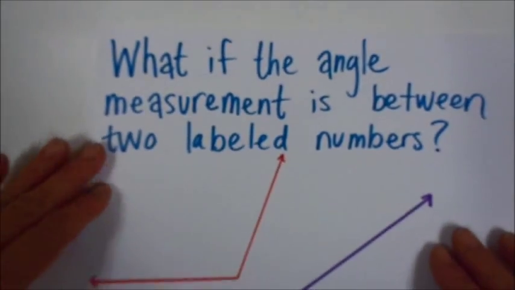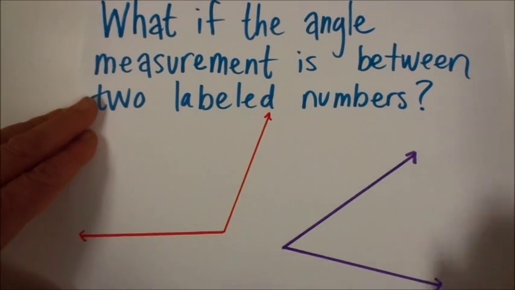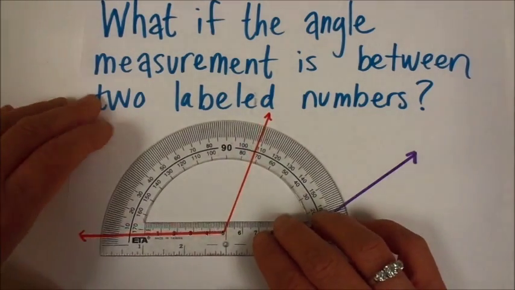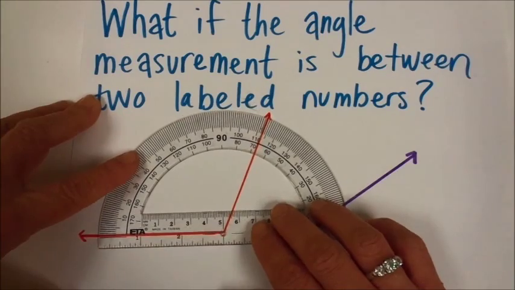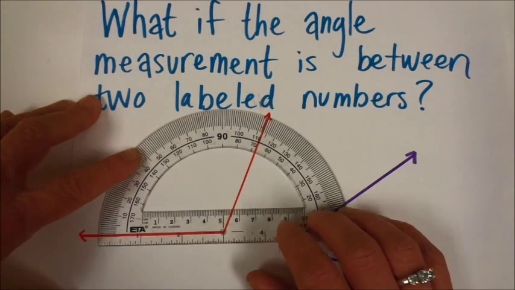Challenge you might come across is, what if the angle measurement is between two numbers? It's not always going to line up exactly on a degree that's labeled. So you'll notice that a lot of the lines do not have numbers. So what do we do about that? Well, I'm going to follow my steps.